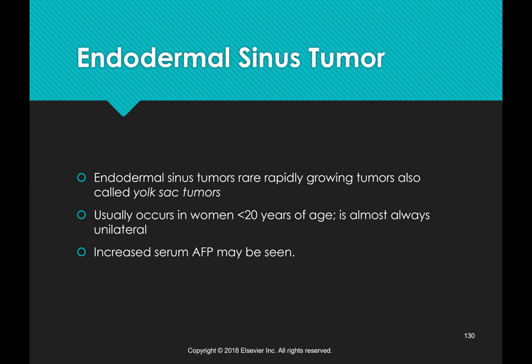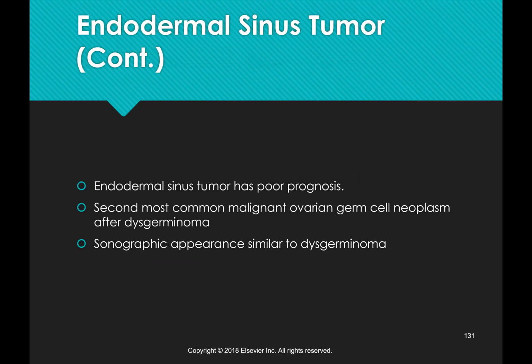Now, the endodermal sinus tumors are rapidly growing tumors called yolk sac tumors, and that's going to be on your test. It always is. And they usually occur also in younger women, less than 20 years of age. You'll have an increased serum AFP, and then it'll be more of a solid mass. They have a poor prognosis.